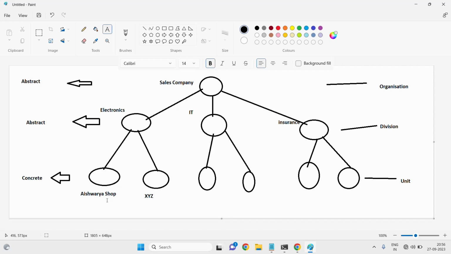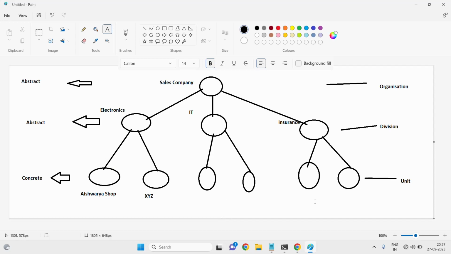Okay, so what will happen here? Initialization of the transaction ID should start at the unit level only. For example, if your laptop needs any repair, where do you go? Do you go directly to the electronics department? No. Do you go directly to the sales company? No. You go to the Aishwarya shop and say, sir, I recently bought a laptop, but it has some problem, so you need to repair it. So all the transaction IDs should be generated at the concrete level only.